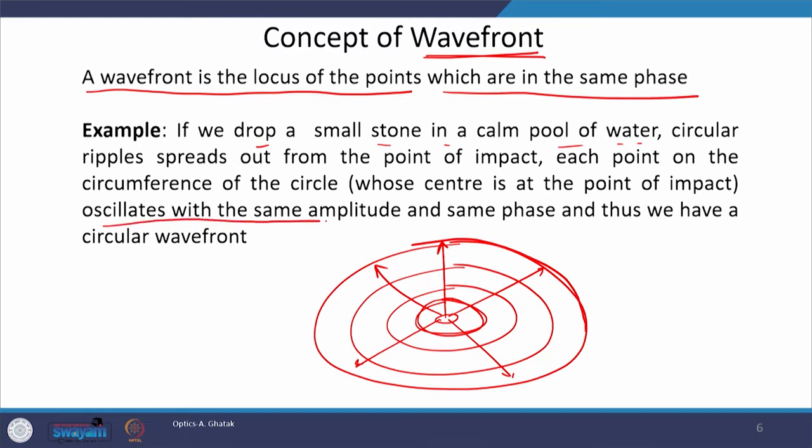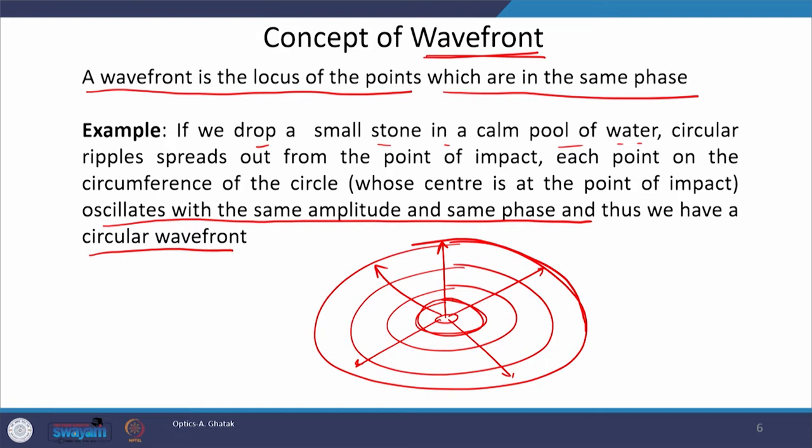Yeah, this is a very important point. Each point on this circle oscillates with the same amplitude and with the same phase, and therefore this fits with the definition of wavefront, and we call it a circular wavefront. Because all the points on the circle simultaneously go up and go down. This simultaneous motion means they are in phase. Once they are in phase, all the points moving in the same phase form a locus, and this locus is our circle, and therefore the wavefront in this particular case is circular.